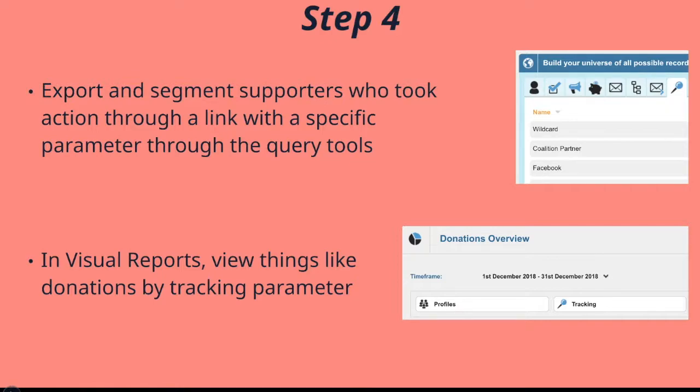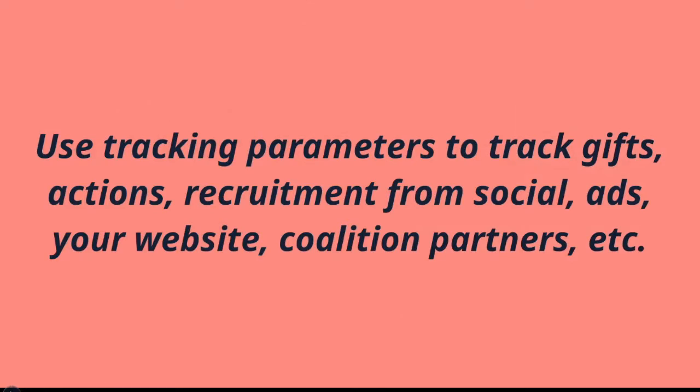In visual reports, you can do a donations overview report, and you'll see that one of the options is to view campaign fundraising data based on that tracking parameter. So you can see the fundraising data for people who came from a Facebook tracking parameter, for instance. So tracking parameters are great for tracking gifts, actions, recruitment from social, ads, your website, coalition partners, etc. Let's see how they work in Engaging Networks.